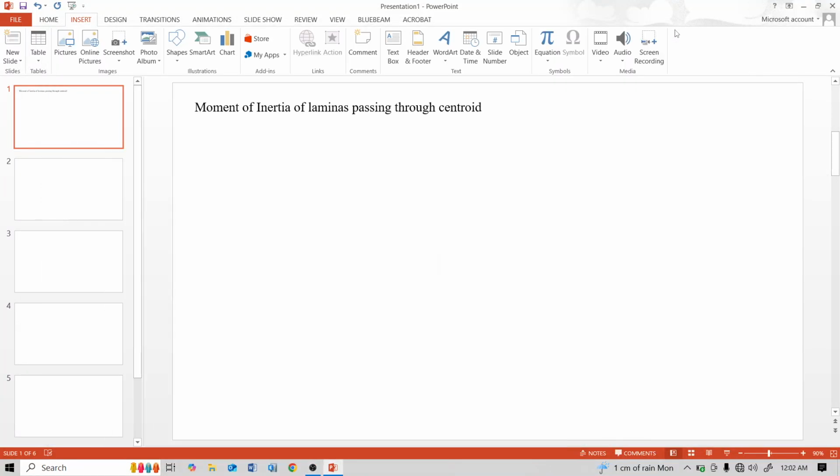Today in this lecture we will see moment of inertia of laminas passing through centroid of different cross sections like rectangle, square, triangle, right angle triangle or circle. First see moment of inertia of rectangular cross section.